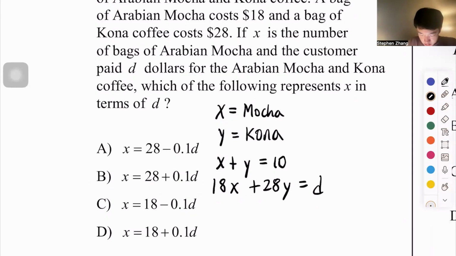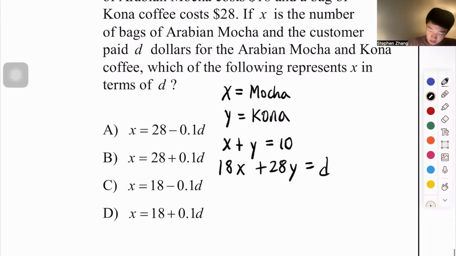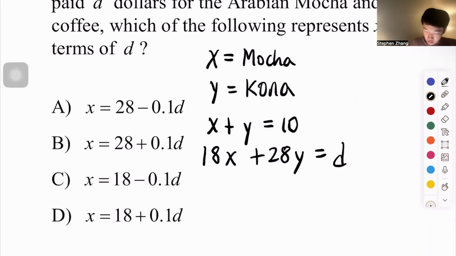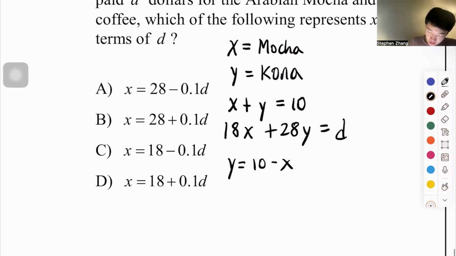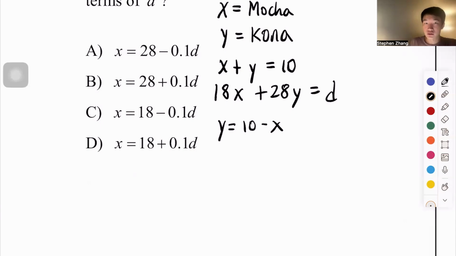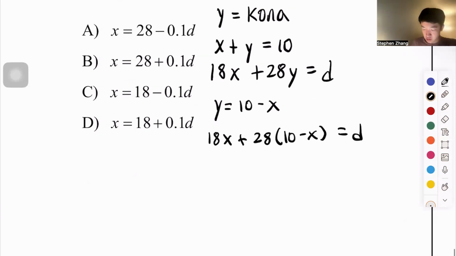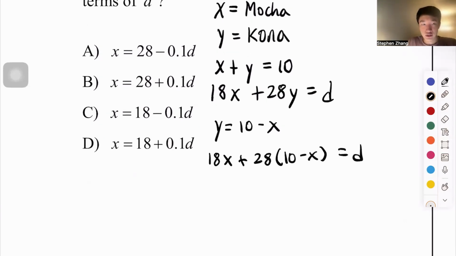So what this question is actually asking us is, which of the following represents x in terms of D? So now we have these two equations that we set up. So we just need to solve for y. If we look at the first equation, we can solve for y, which would be 10 minus x. And using this, we can plug it into our second equation related to the amount of money spent. So I would have 18x plus 28 times (10 minus x) equals D. And I'm doing this for x because the answer choices are x equals whatever the expression is.